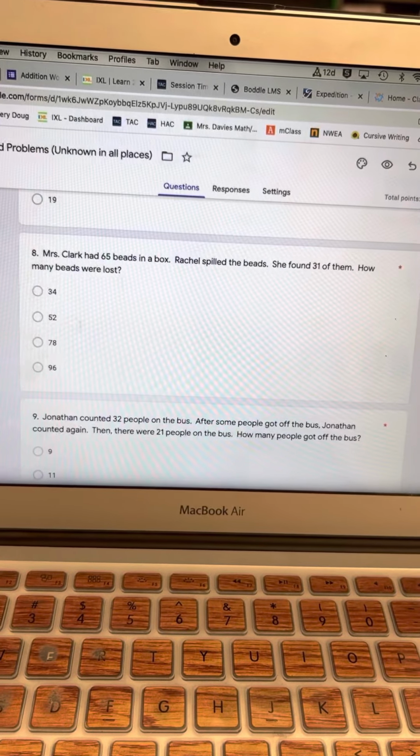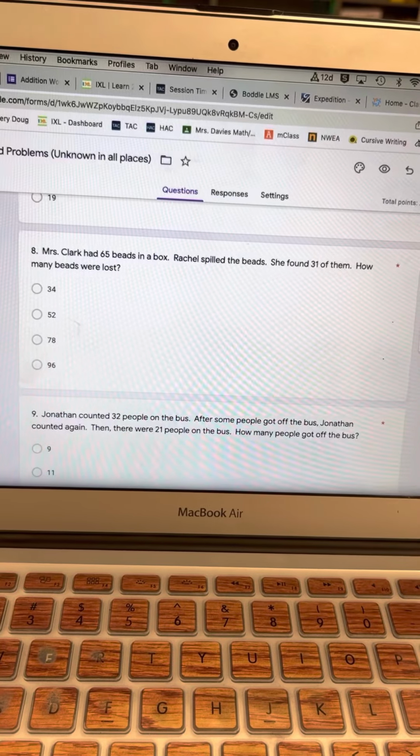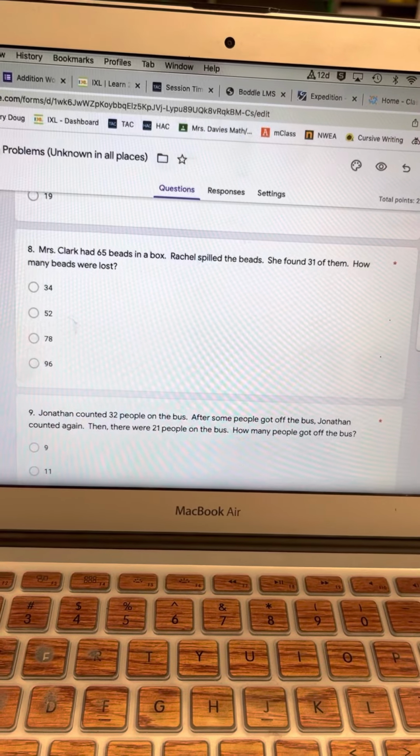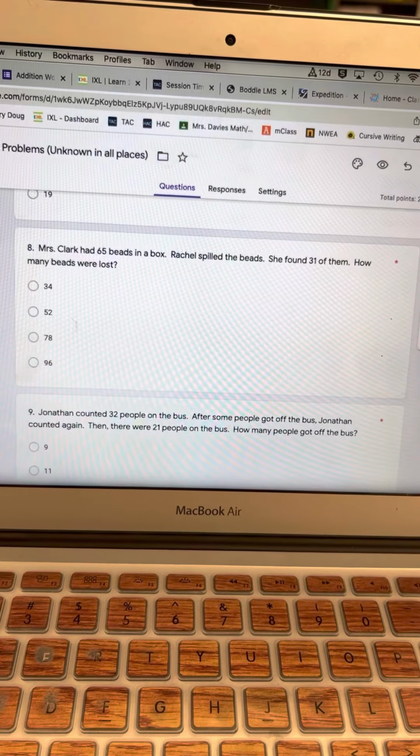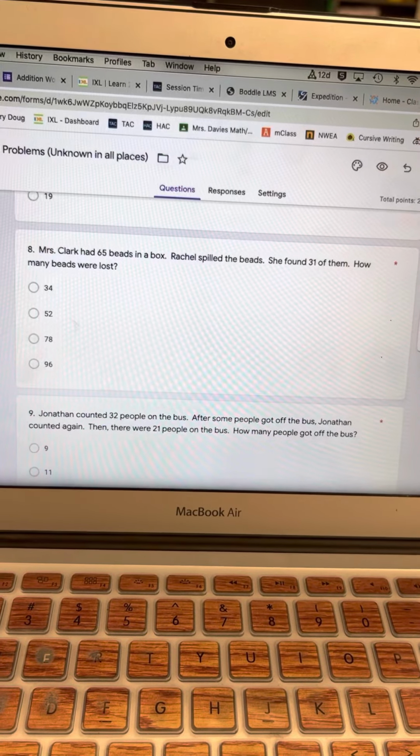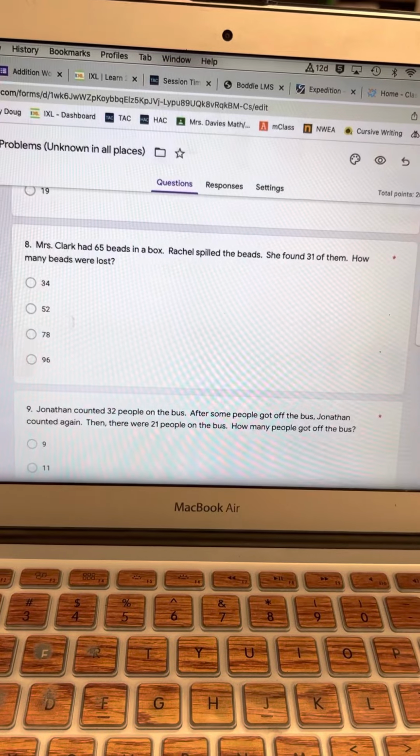Okay, so that was all of those. In those, the unknown was at the beginning of the number sentence. So we needed to put the two pieces back together to figure out the beginning. Now we've got a different one.